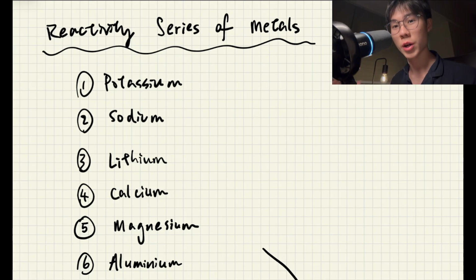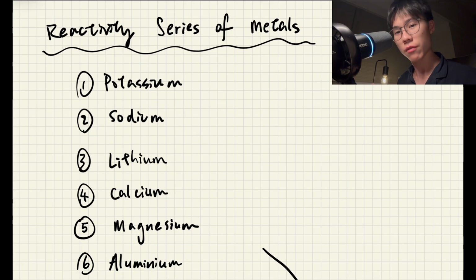I'm sure that you're very familiar with this list, the reactivity series of metals that appears in any chemistry textbook. But do you actually know why the chemicals are arranged in this way? Have you tried to understand it? So why is sodium more reactive than lithium? It can't be just a fact. It can definitely be explained, and today I'm going to show you how.